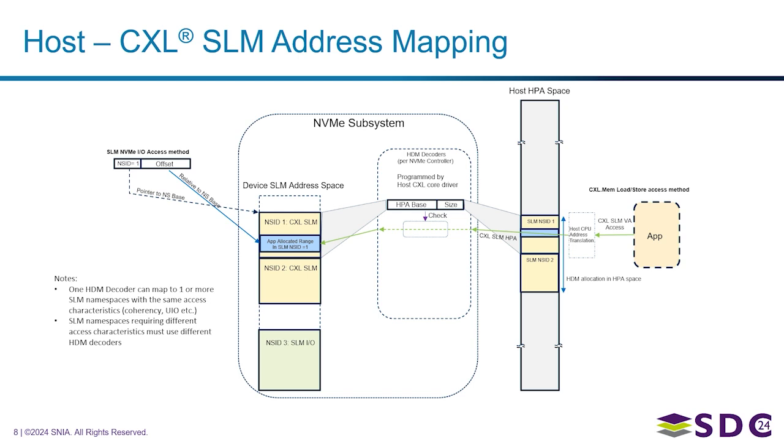The application has some sort of virtual addressing, potentially for its use of a piece of your SLM. The mapping of that is all handled in the host. When the device ends up requesting access to that space, the mapping gets done. It gets mapped to a specific host physical address space, which then in turn, as it goes through the HDM decoders on the device, gets mapped to a specific area within one of your SLM namespaces.